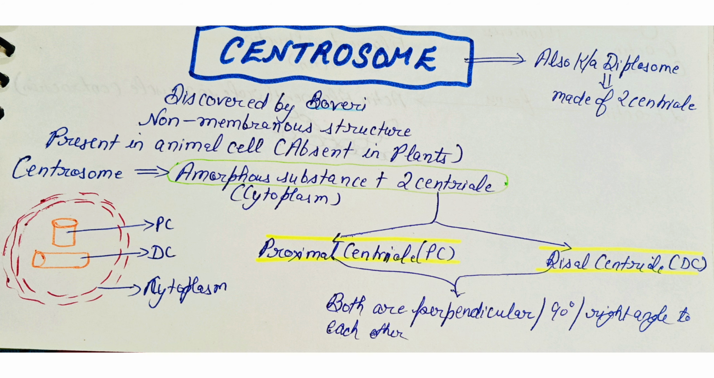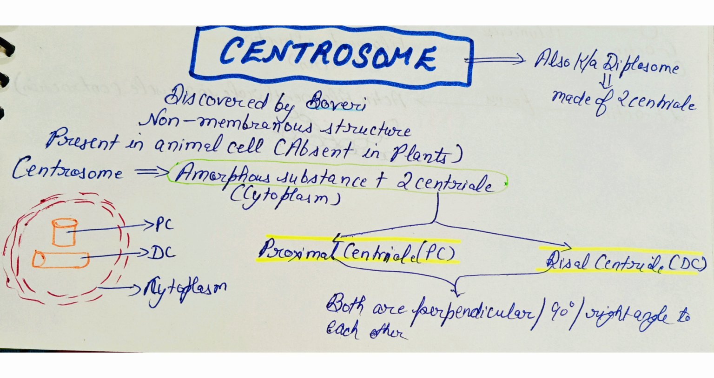After cilia and flagella, we have the centrosome. The term centrosome was given by Theodore Boveri. It is only present in the animal cell and absent in the plant cell. It is present just outside the nucleus of the animal cell. Centrosome comprises of the cytoplasm and centriole.